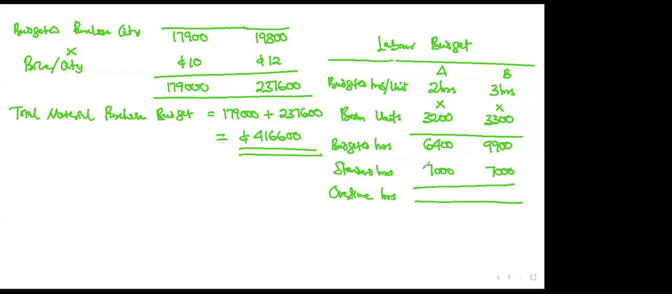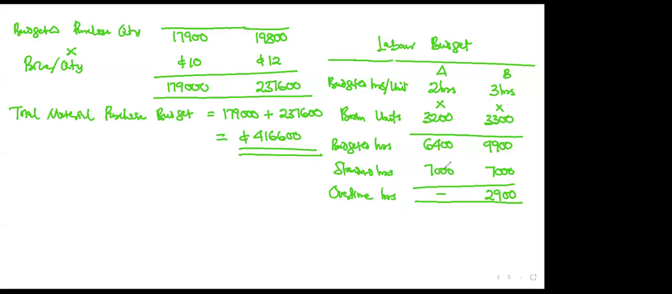Do you have any overtime? No. This person, does he have any overtime? Yes, he has. He has overtime of 2,000. Can you all see clearly? Yes, sir.